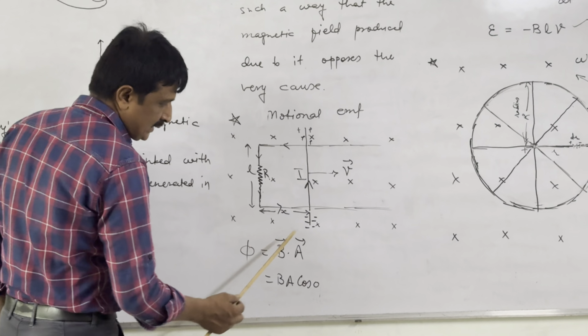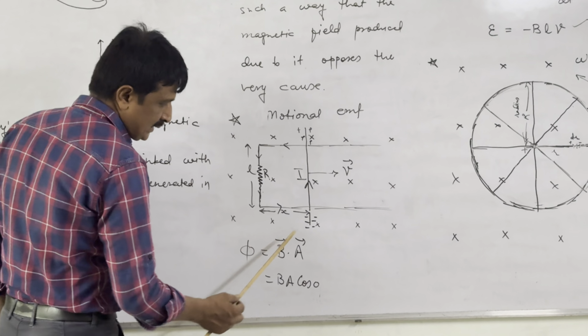consider a metal wheel rotating in this plane, and the magnetic field going into the plane of the board, a uniform magnetic field. These are the spokes. So due to this formula, EMF is generated between the axle and the rim.